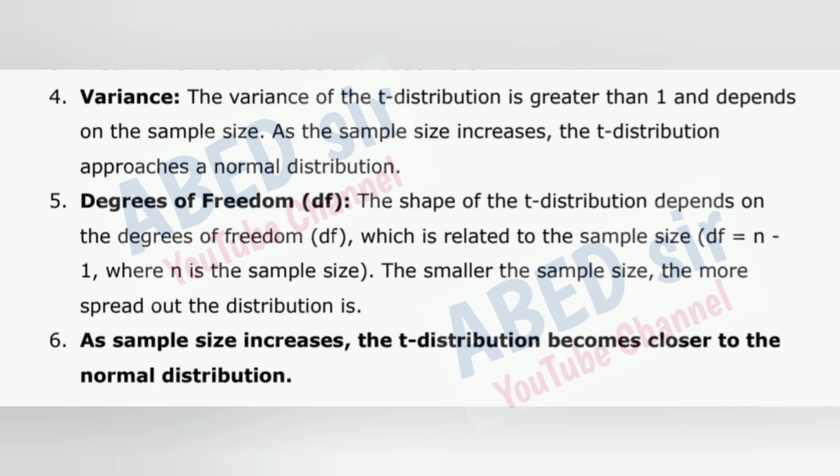5. Degrees of freedom, df. The shape of the t-distribution depends on the degrees of freedom, df, which is related to the sample size, df is equal to n-1, where n is the sample size. The smaller the sample size, the more spread out the distribution is. 6. As sample size increases, the t-distribution becomes closer to the normal distribution.